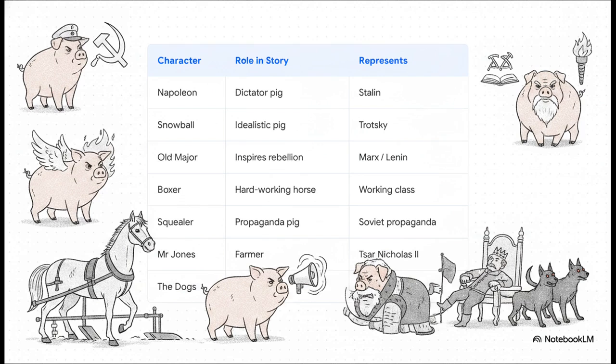Then you have the wider society, right? Boxer, the hardworking horse, represents the working class. Squealer is the literal embodiment of Soviet propaganda. Mr. Jones is the overthrown Tsar Nicholas II. And those terrifying dogs, they directly represent Stalin's secret police.